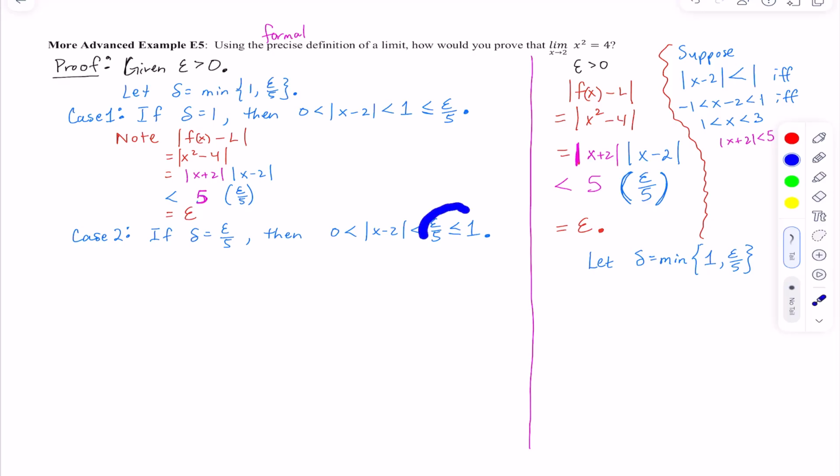Turns out we don't need this second inequality. We simply just need this part here. And that's what I mean by simply easier to read for case 2. I'm going to simplify the distance between f of x and L, which is the absolute value of f of x minus L. And notice the algebra is very, very similar, except this time the steps are even easier to read.